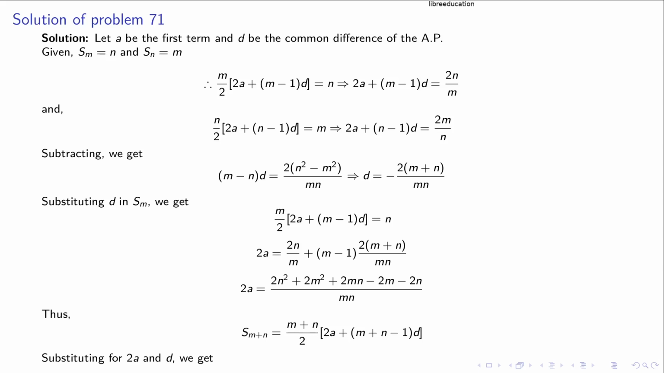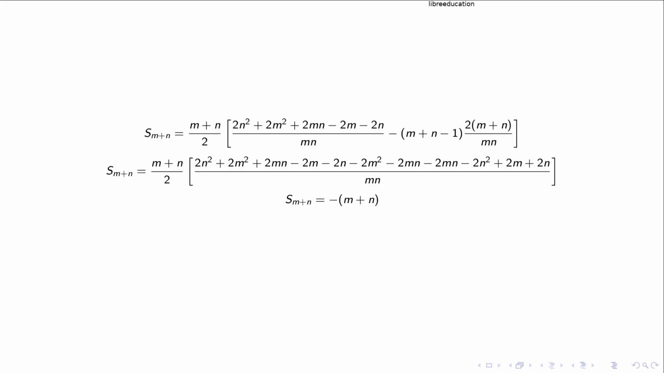Now we substitute the value of this d in Sm, and we get the value of 2a as 2n square plus 2m square plus 2mn minus 2m minus 2n by mn. Now we substitute the value of 2a and d into the formula for sum of m plus n terms, and we arrive at the result by solving this big expression. But it is very simple actually.